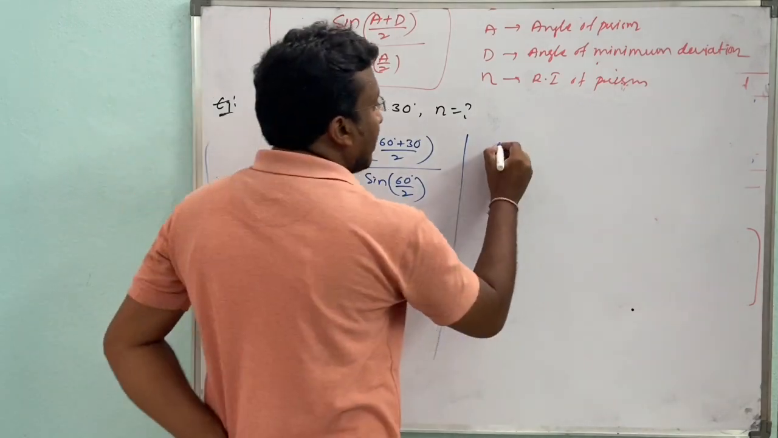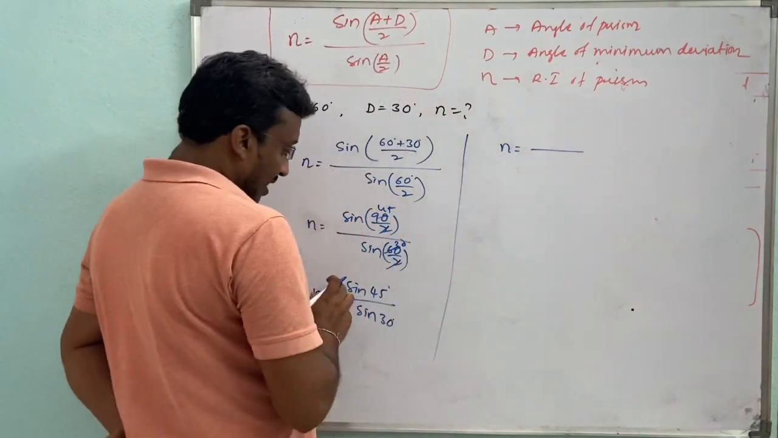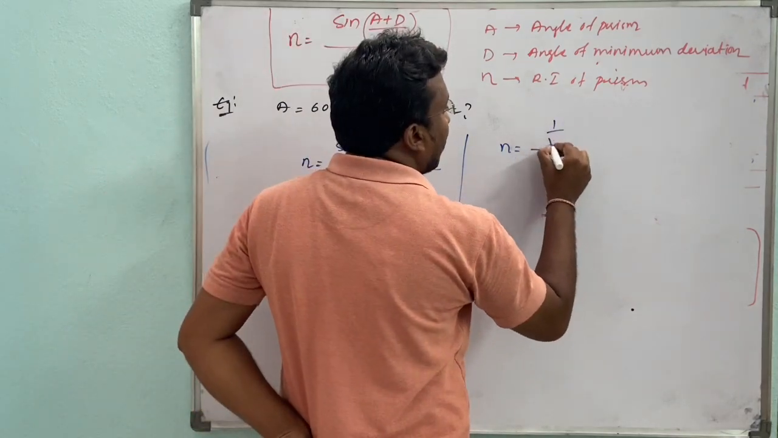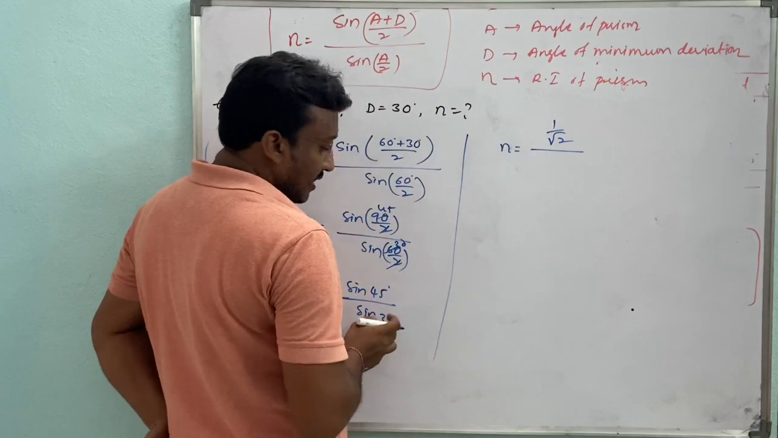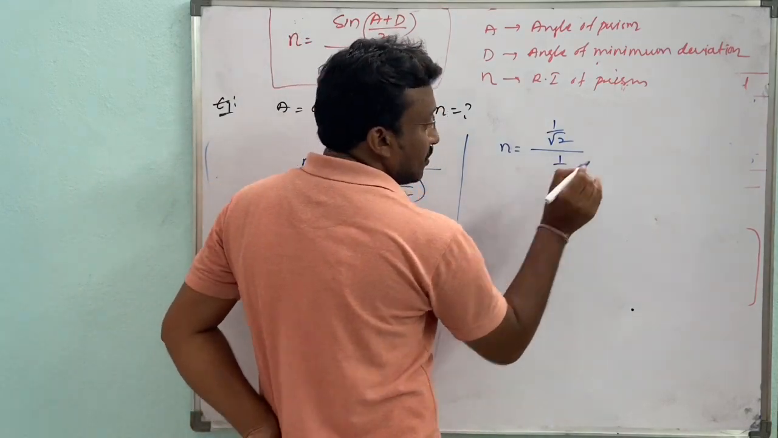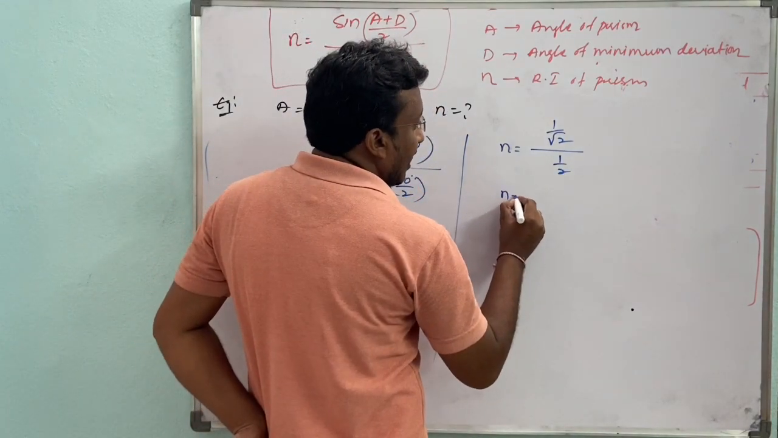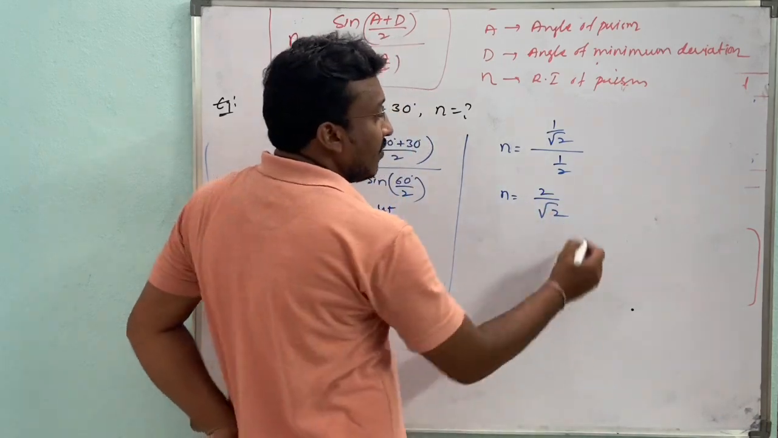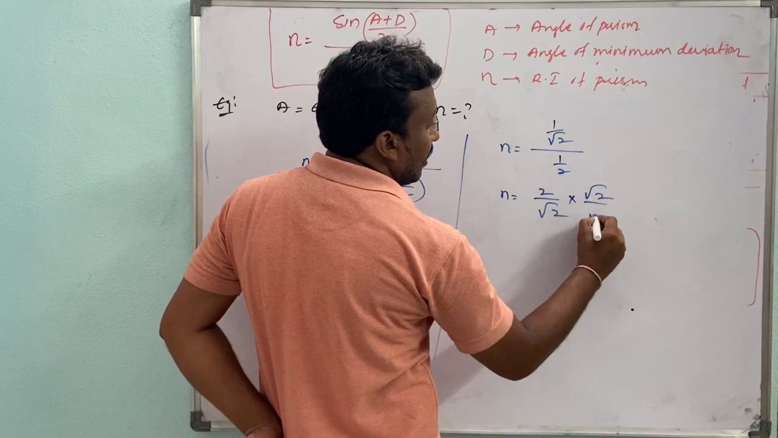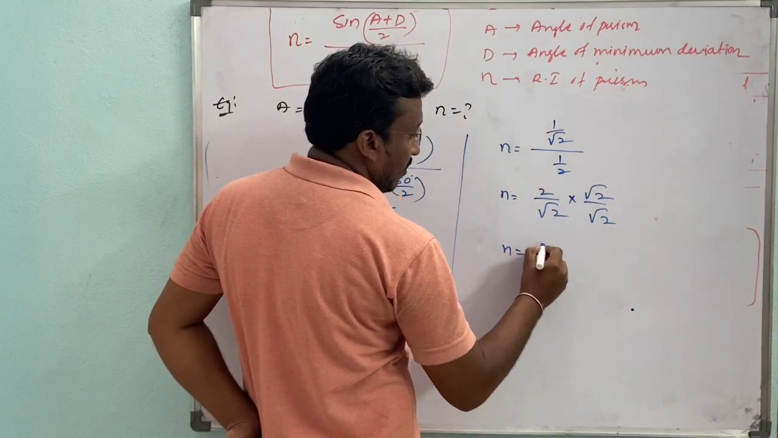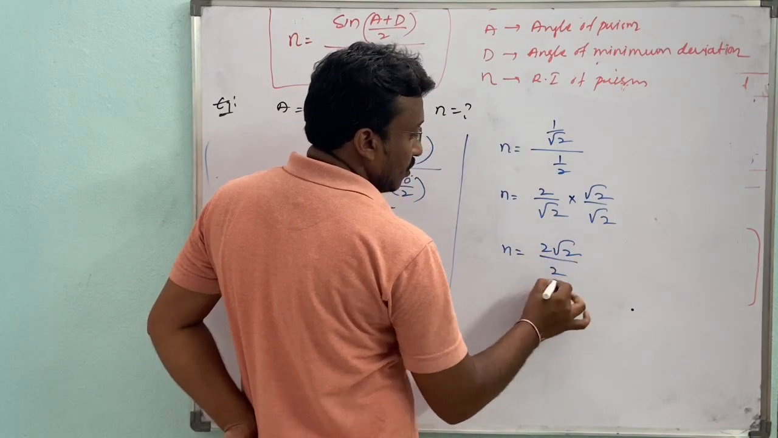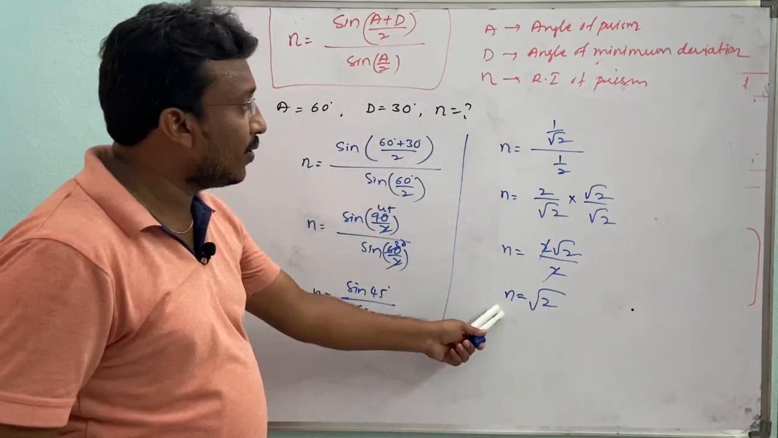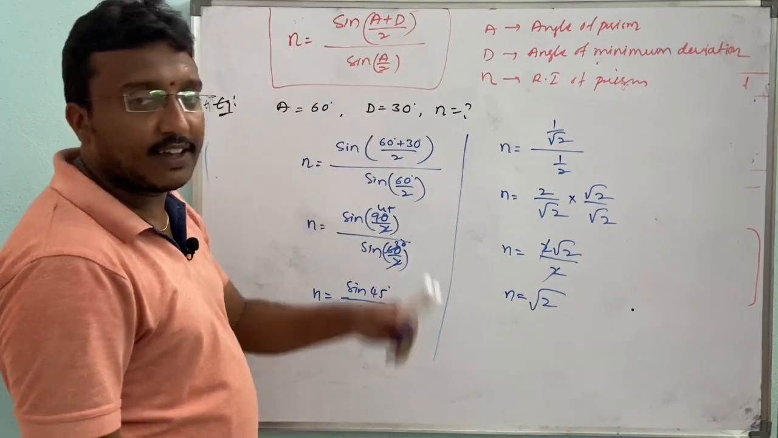And here we know that n equals sine 45 by sine 30. Sine 45 value is 1 by root 2 and sine 30 value is 1 by 2, right? Then n equals 2 by root 2. Then we can write root 2 times root 2 by root 2. n equals 2 root 2 by 2. The 2 gets cancelled. Then n equals root 2. Then root 2 is the refractive index of the given prism.